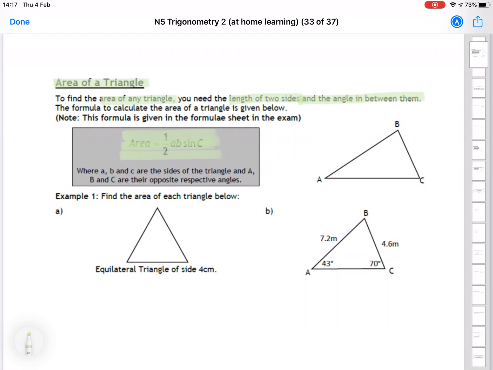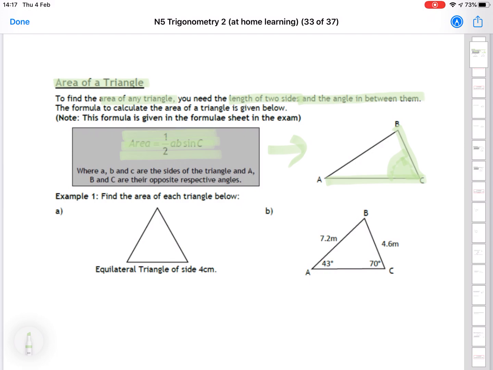Your formula is just here in this grey box. It's area equals half ab sine C. So it's the small case letters a and b, that's your two sides, and then the capital letter C would be the angle that's between those two sides. If I illustrate this on the little diagram just to the side here, you would need to know the two sides and the angle that's in between those two sides. That's the information you need to then go on and find the area of a given triangle.